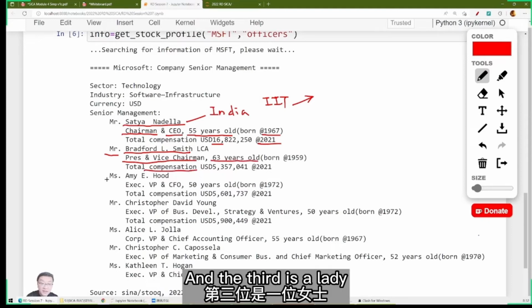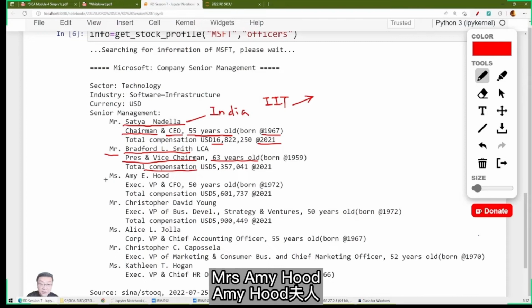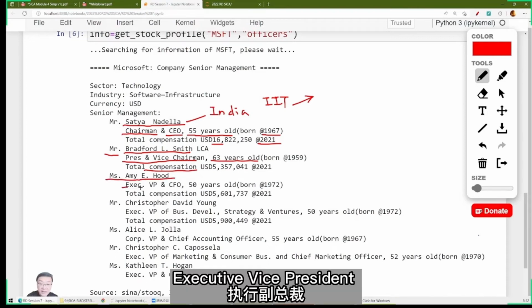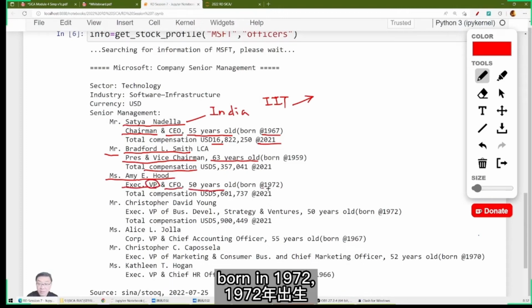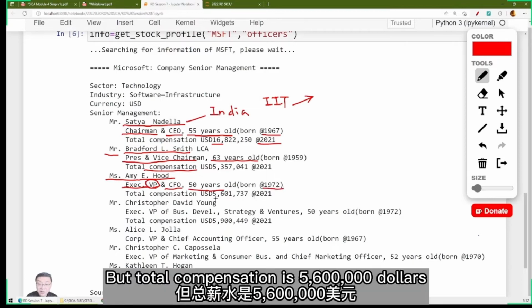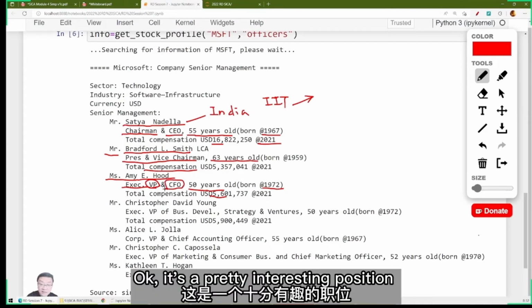And the third is a lady, Mrs. Amy Hood. Executive Vice President. VP means Vice President, and CFO. Only 50 years old. Born in 1972. The total compensation is $5.6 million. CFO. Okay. It's a pretty interesting position.